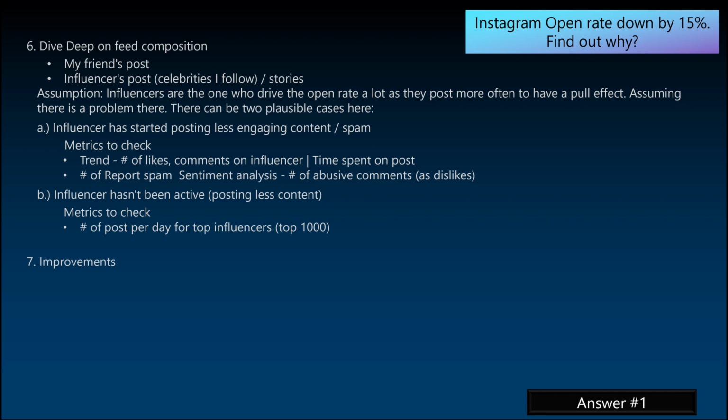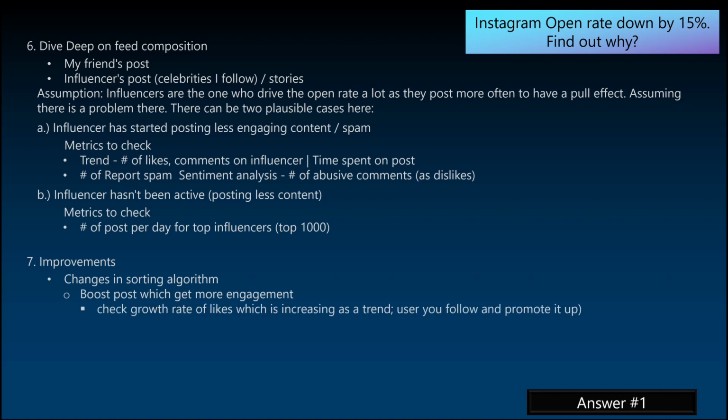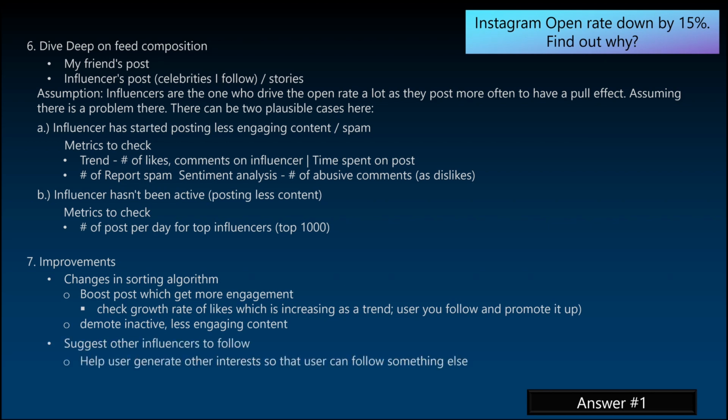Now possible improvements could be 1, changes in the sorting algorithm, where you can go ahead and boost a post which is getting more engagement, or you can check the growth rate of likes which is increasing as a trend for the user who you follow and promote it up. Another change to be recommended will be to demote the inactive or less engaging content. At the same time, another suggestion could be around other influencers to follow, which will in turn help user generate other interests so that the user can follow something else as well.